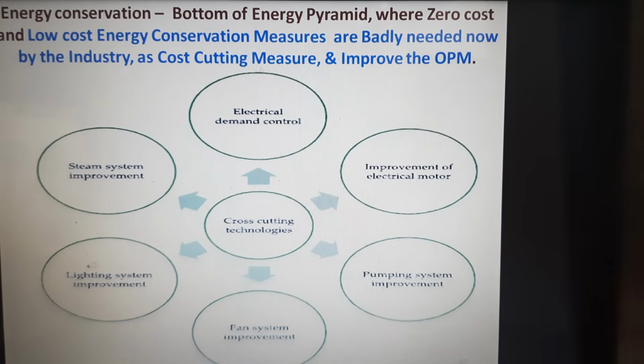So ultimately, the energy conservation from the bottom of the pyramid, whether it is zero cost or low cost, is badly needed now for the industry as a cost cutting measure to improve the operating profit margin. Either it's electrical demand control or an improvement in the electrical motor, or the intermediate power transmission from the motor to the machine, all the pumping system improvements, optimizing the pressure, especially on the heat transfer applications, fan system improvements, the internals. See, are we having this aerodynamic profile on the existing fan? Let us confirm it.